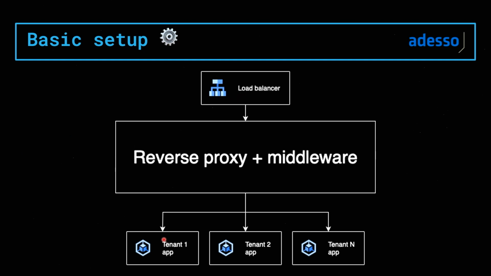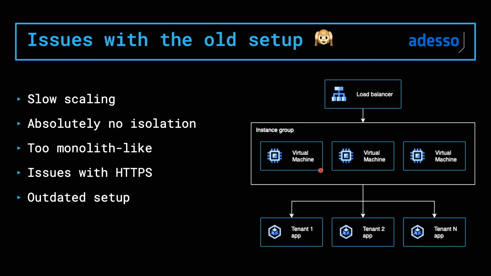And the main part is the reverse proxy and middleware, this middle layer. In the whole setup, we have an instance group, which is just a group of VMs. And what's the issue with that? We have really low scaling because the spin up of the VMs is slow compared to a pod, for example. And we have absolutely no isolation because, as you can see, the whole instance group is responsible for the whole tenant, or all of the tenants.